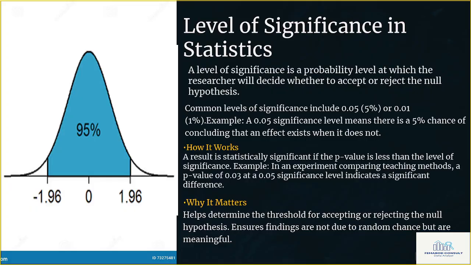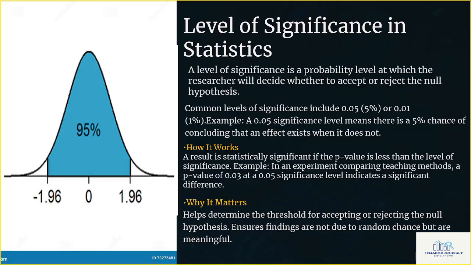And there are some other areas, like engineering. I think precision is very key in engineering. In fact, engineering will even propose up to 100% because they talk more of precision. So how it works: a result is statistically significant if the p-value is less than the level of significance. For example, in an experiment comparing teaching methods, a p-value of 0.03 at a 0.05 significance level indicates a significant difference.